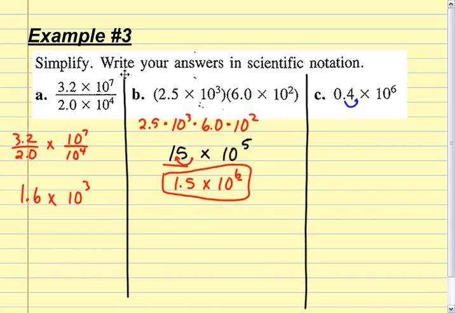I need to move it over 1. Did I make it bigger or smaller? I made it bigger. So what do I do to the exponent? The exponent gets smaller by 1. Done. Okay. Nice job. Nice job. All right. Let's look at the next example.